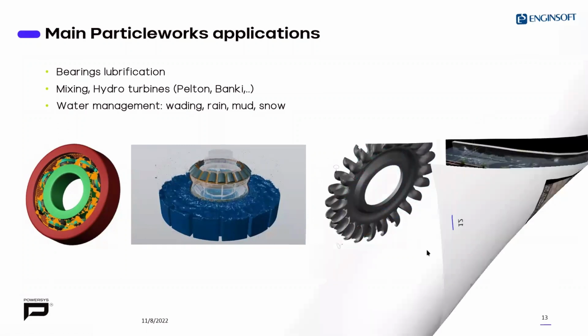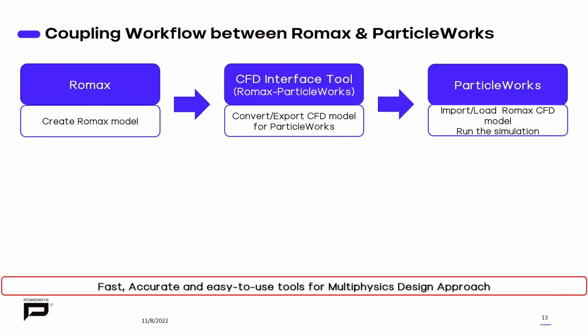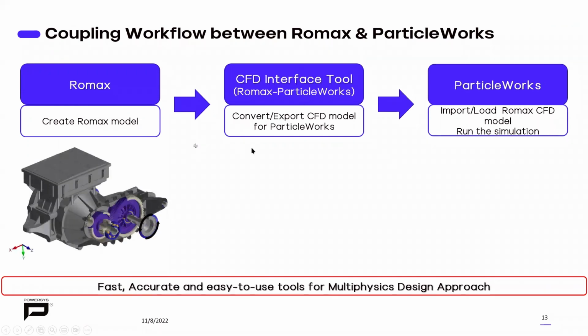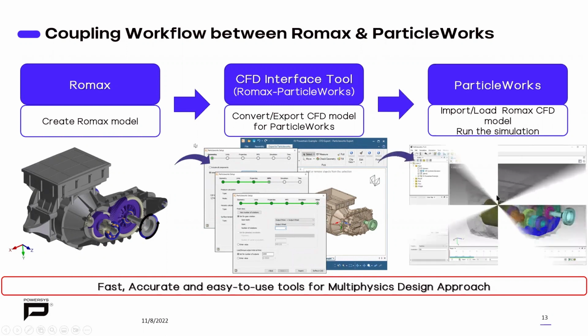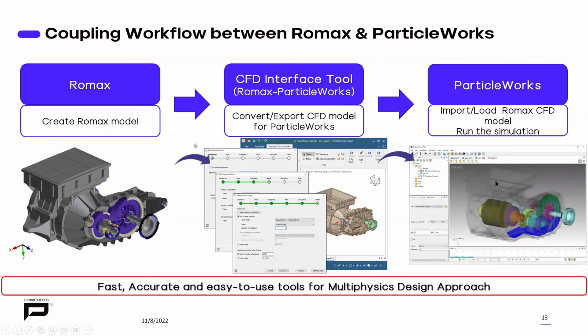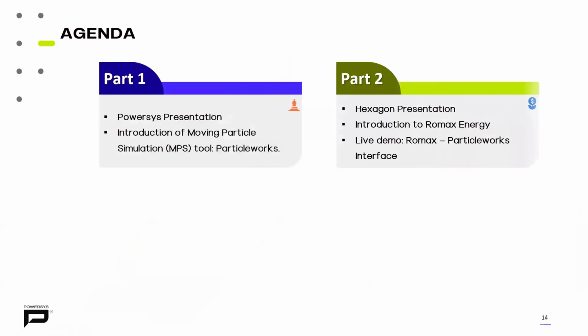Okay. Regarding the coupling between Romax and Particleworks, the process is very simple. We start by creating the Romax model, and from the Romax interface, we use the export tool to export the Particleworks model that is ready to open and run from the Particleworks software. So this is the easy and fast way to make the multi-phase coupling by using Romax Energy and Particleworks. Okay, so this is for the first part.